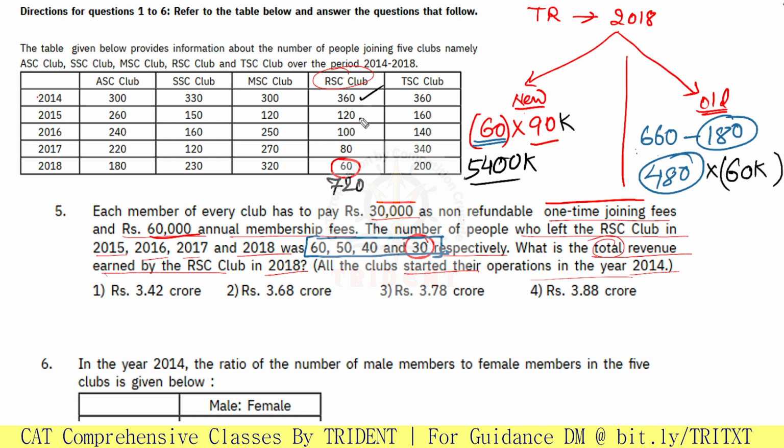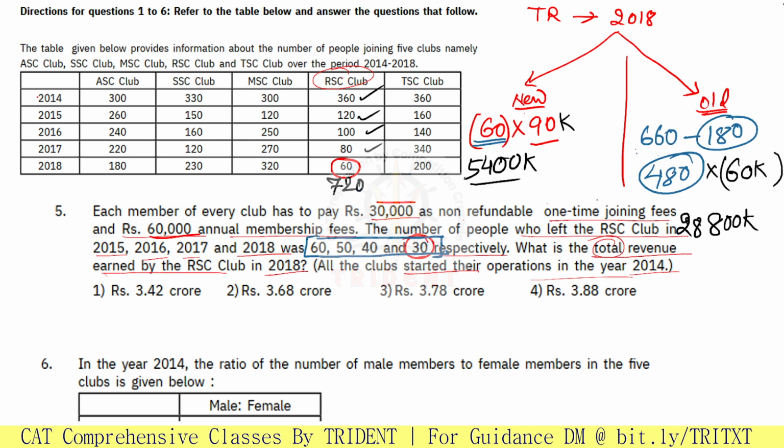Please understand that these are old members. They would have paid the one-time joining fee of 30,000 once and for all. They would not repay it again and again. So this is again how much? 48 into 6. This is 48 into 6, 288, 00 and k.